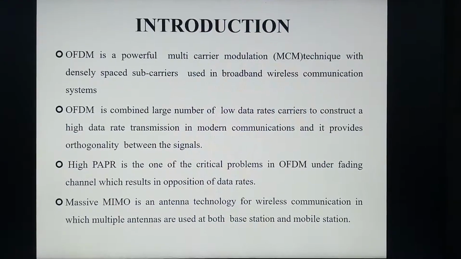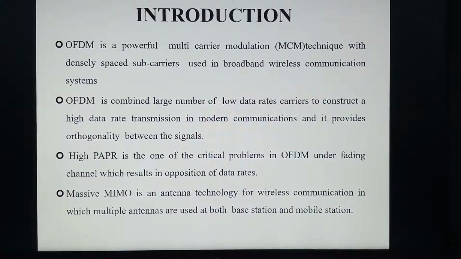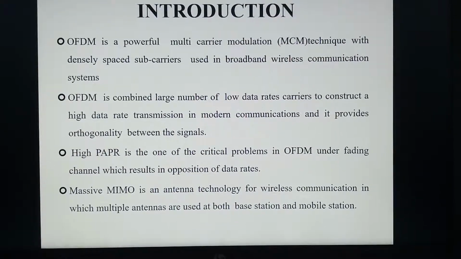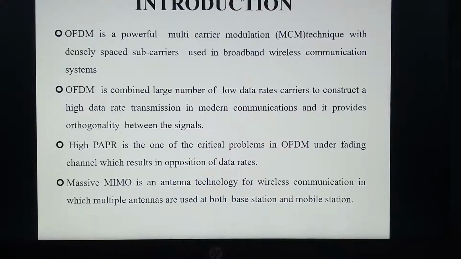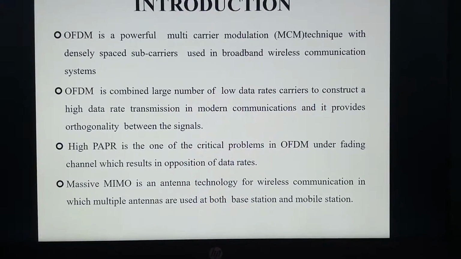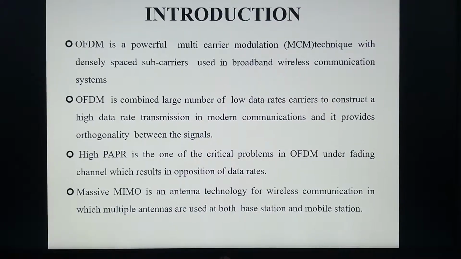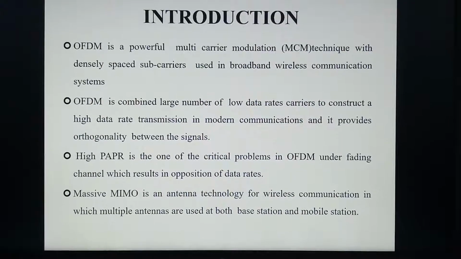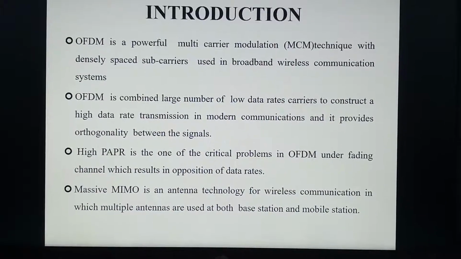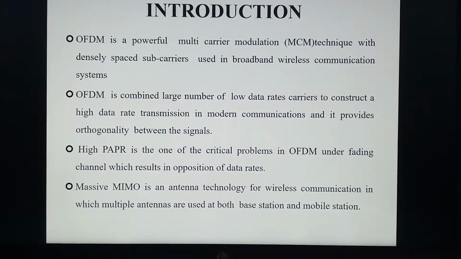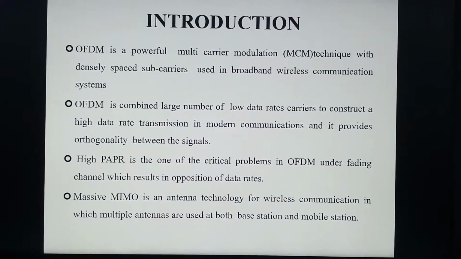Introduction. OFDM is a powerful multi-carrier modulation technique containing subcarriers, used in broadband wireless communication. OFDM combines low data rate carriers to construct high data transmission in modern communication. It has orthogonality, which means a 90 degree phase shift. Here, high PAPR is one of the major drawbacks in OFDM. So here we are using massive MIMO, an antenna technology for wireless communication in which multiple antennas are used at both base stations and mobile stations.